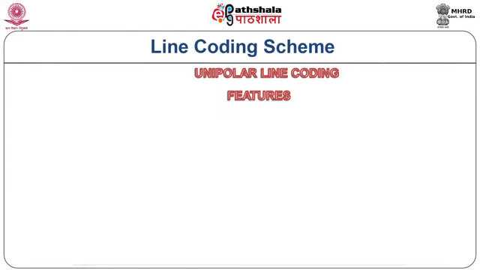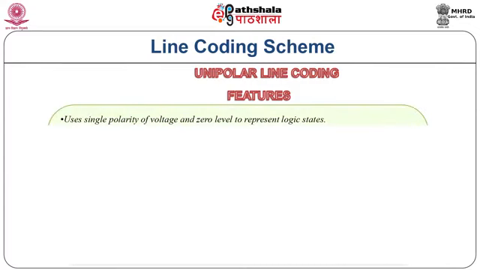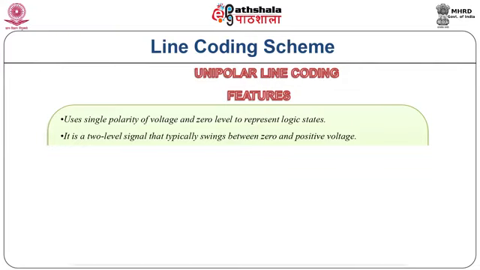Let us now learn the first encoding technique, unipolar encoding. Uni means single. This type of encoding scheme makes use of one polarity of voltage in addition to the zero level to represent logic states. More precisely, positive voltage is used to represent a logic high state and an idle line or zero is used to represent the low logic state. Here the baud rate is the same as the data rate.